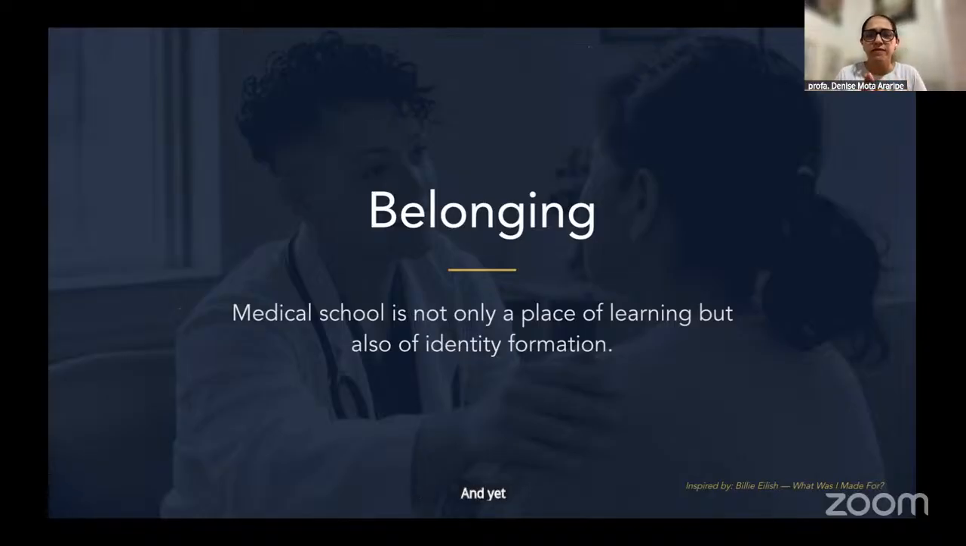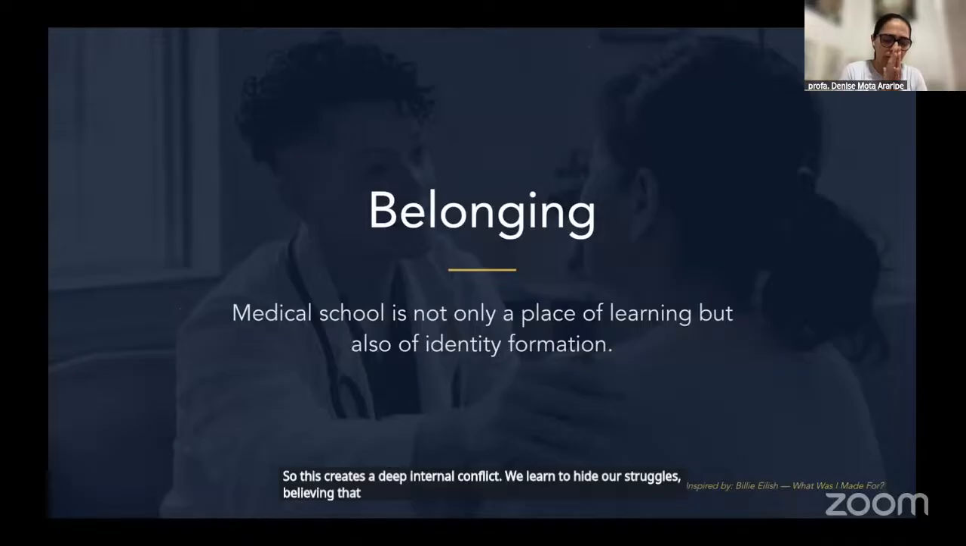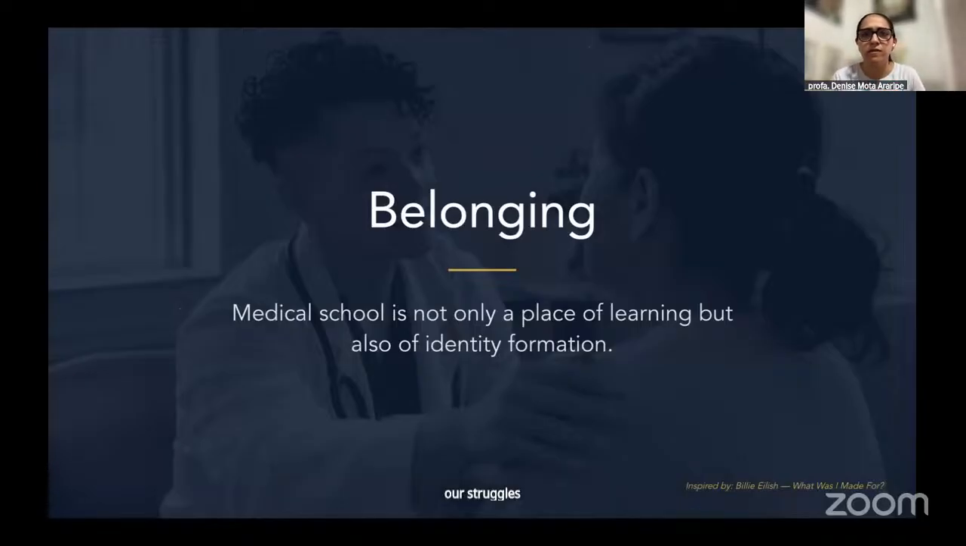Medical students, all of us, are constantly exposed to suffering. And yet, we don't have the right tools to construct ourselves because we have to appear strong. We have to appear workaholic all the time. So this creates a deep internal conflict. We learn to hide our struggles, believing that showing our struggles is a weakness, a sign of failure. But this belief itself is a very heavy burden. Speaking about this can prevent us from this pitfall and also can guide us to connecting with others.